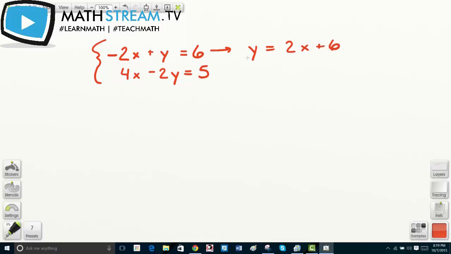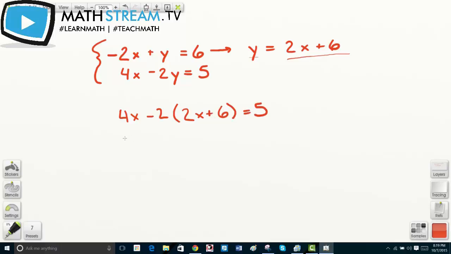So what I've just determined is that the value of y is the same as 2x plus 6. If I were to put this on a balance, on a scale, y would weigh exactly the same amount as 2x plus 6. So anywhere I see y, I can replace it instead with 2x plus 6. Which is what my step 2 is. I'm going to go to my second equation and I'm going to rewrite it, 4x minus 2y, but instead of y, I'm going to replace it with 2x plus 6, equals 5.